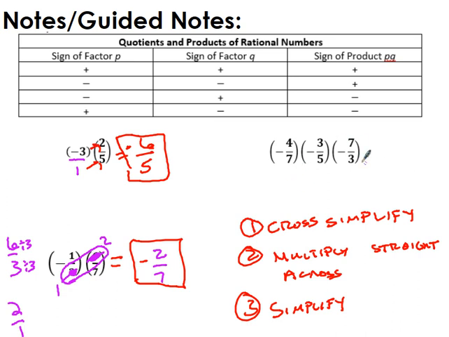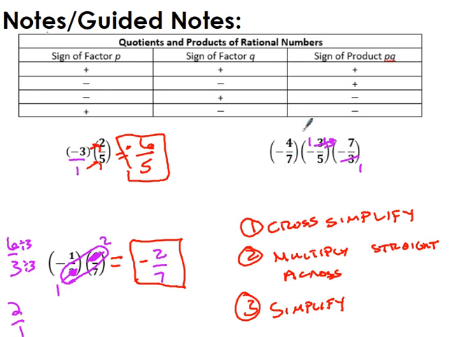But if I go over here, if I look at these 2 values right here, the 2 3s, I can simplify because they're the same value. I can divide these both by 3 because 3 divided by 3 is 1. 3 divided by 3 is 1, so these both become 1. So that makes it a little bit easier. Multiplying by 1 is very easy.